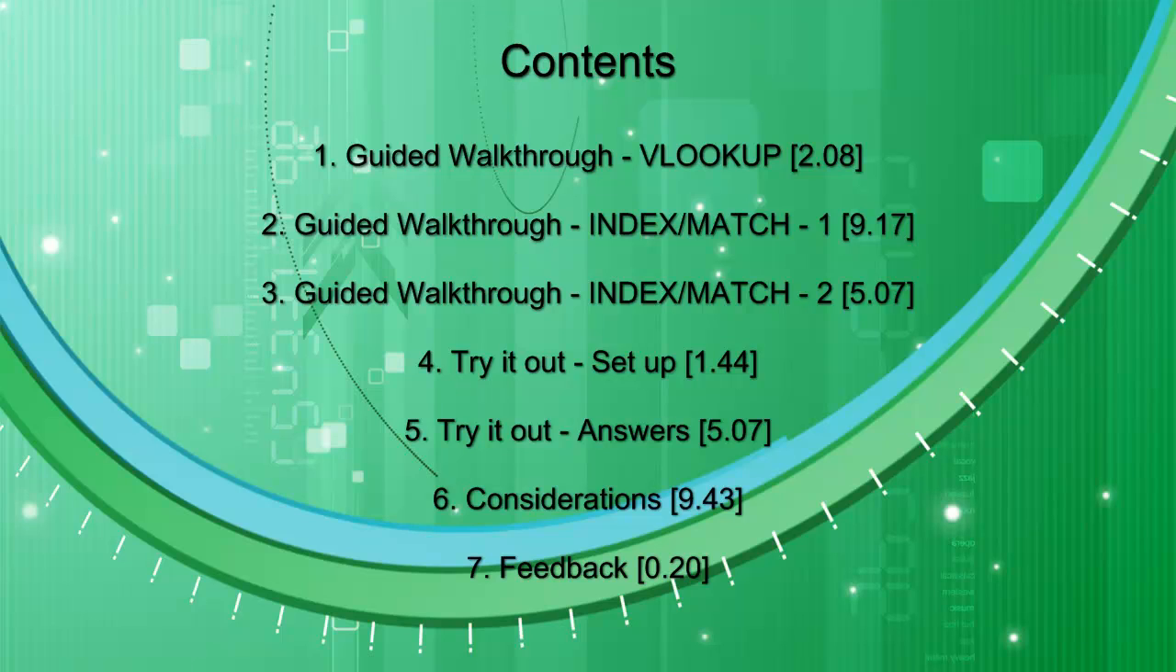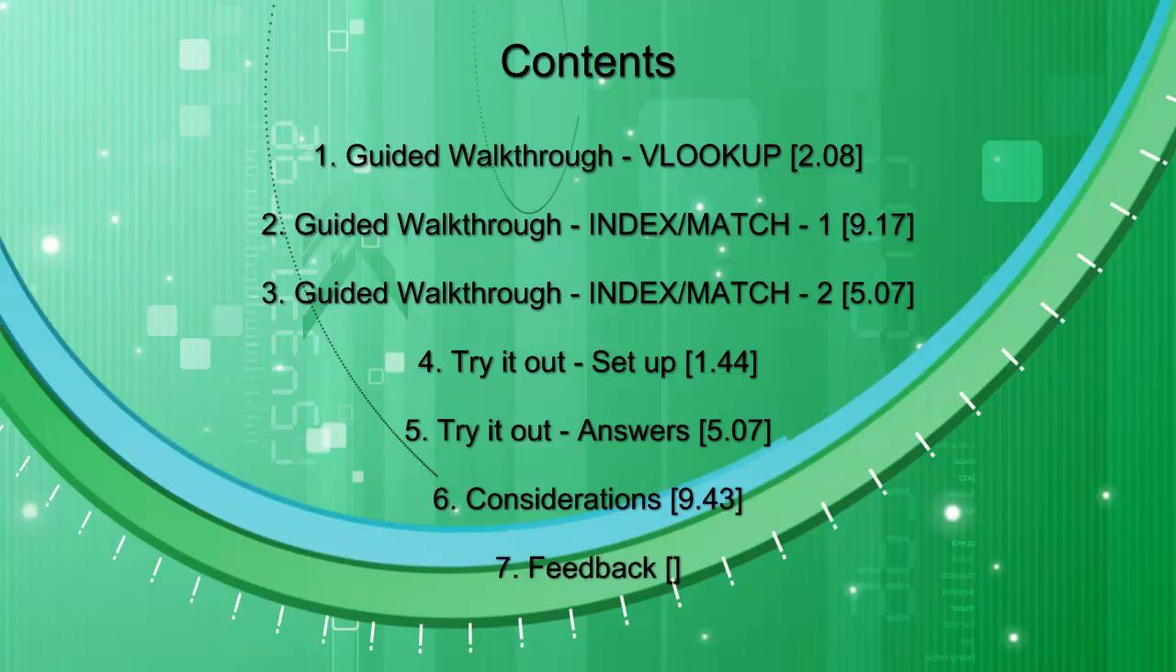In this tutorial, we will look at the following areas. Each will have a skip button in the bottom right-hand corner if you want to move to the next one. Firstly, I'll do a guided walkthrough of the Vlookup function, looking at how the function works to do a lookup from left to right. I'll then do the same thing with the index and match functions. Firstly, using it to do exactly the same thing as the Vlookup, a lookup from left to right. And then we'll look at how to do it the other way around, so to do a lookup from right to left.